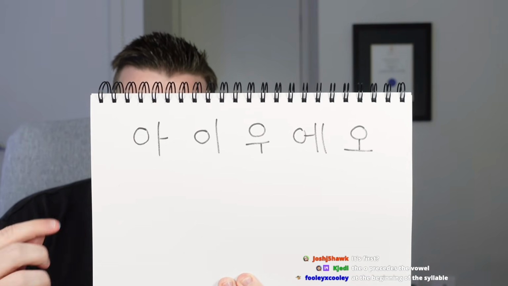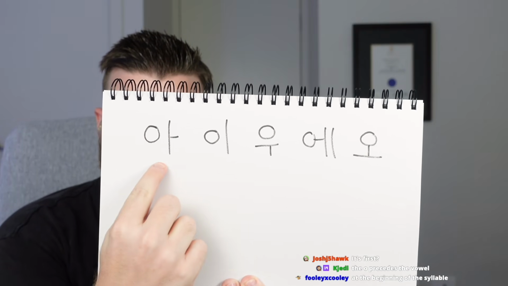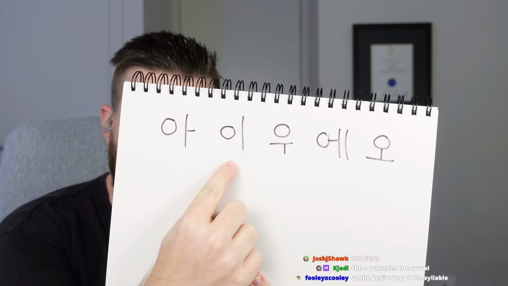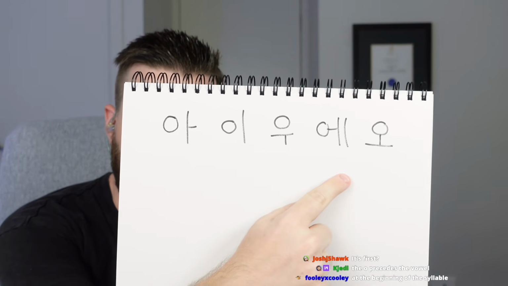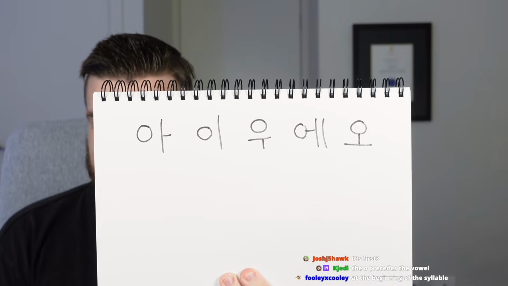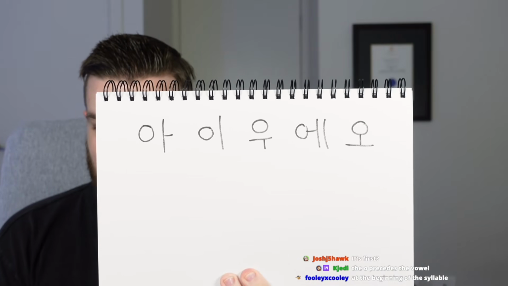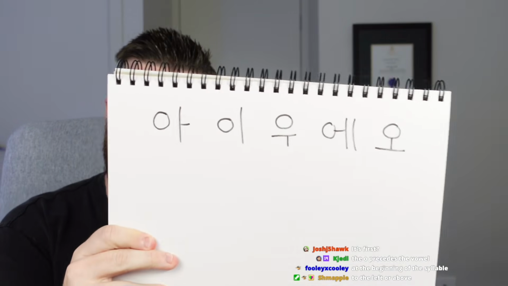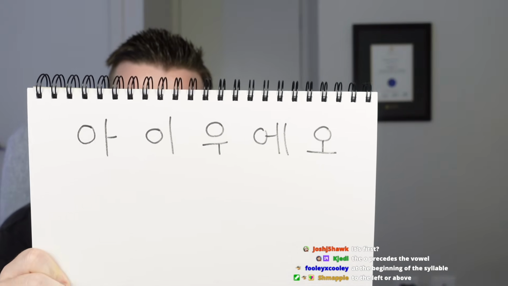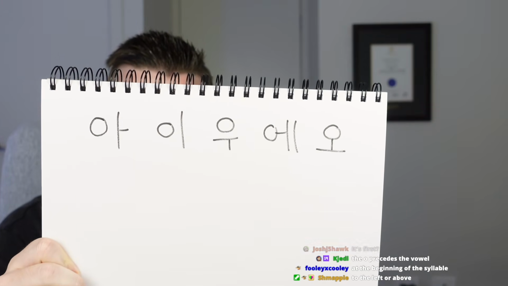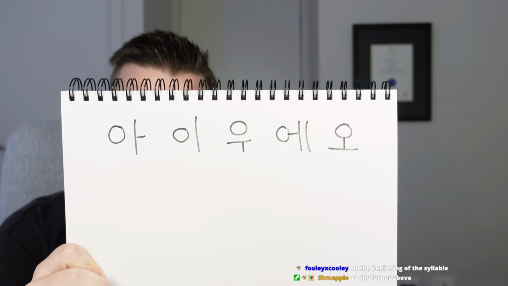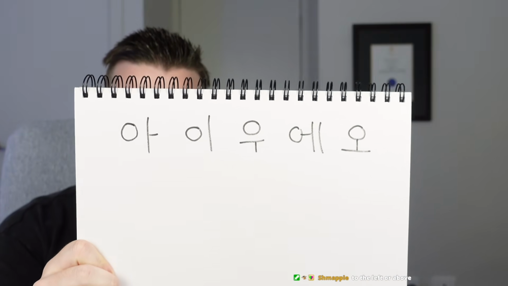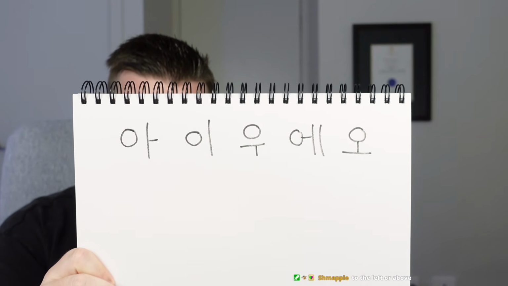Yep. So notice how these two are at the beginning, so they're on the left. The third and the fifth are on the top. Right? This placement is always on the left or above. If you see this little circle to the left of a sound or above it, it is indicating that that is a vowel. Right?